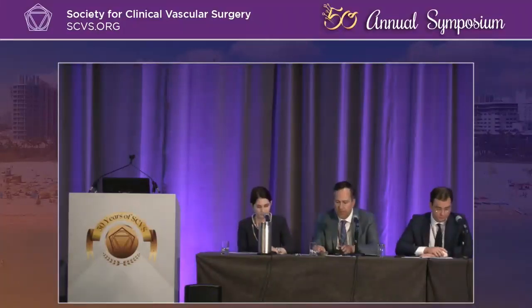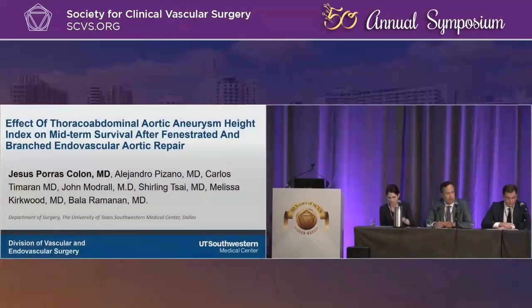We'll hear from Dr. Colon from UT Southwestern with a paper entitled Effects of Thoracoabdominal Aortic Aneurysm Height Index on Midterm Survival After Fenestrated and Branched Endovascular Aortic Repair.